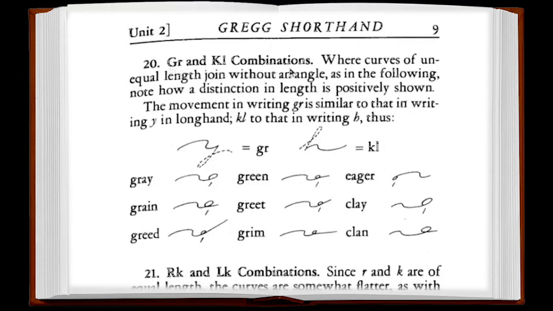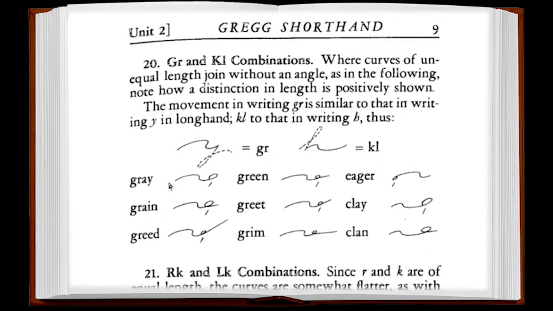GR and KL combinations. Where curves are of unequal length, join without an angle, as in the following. Note how a distinction in length is positively shown. The movement in writing GR is similar to that in writing Y in longhand, KL to that in writing H. Thus, here's the longhand Y, similar to the GR, and here's the longhand H, similar to the KL.